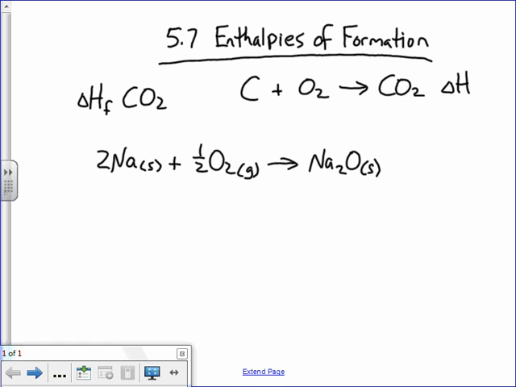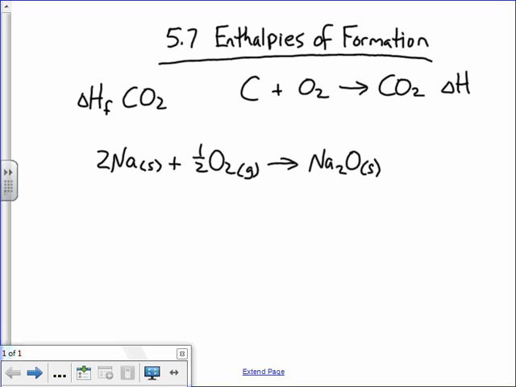But remember, the requirements for it to be a heat of formation reaction is it has to start with its constituent elements. In other words, the elements that it is made of, right? So Na2O is made up of sodium and oxygen, right? Is this sodium in its elemental form? This is oxygen in its elemental form, right? So that requirement is kept.